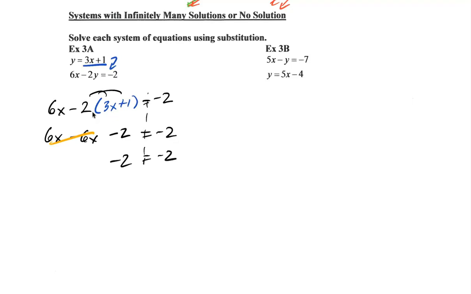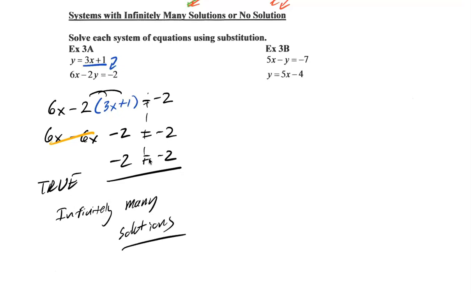And it's like what we did before. If it's a true statement, then it's infinitely many solutions. So just like before, if your x's cancel out and you end up with a true statement, infinitely many solutions. If you end up with a false statement, no solution.